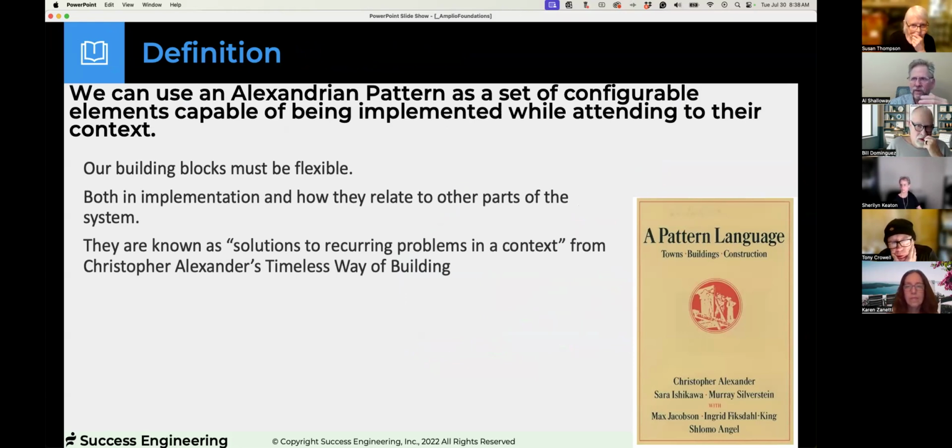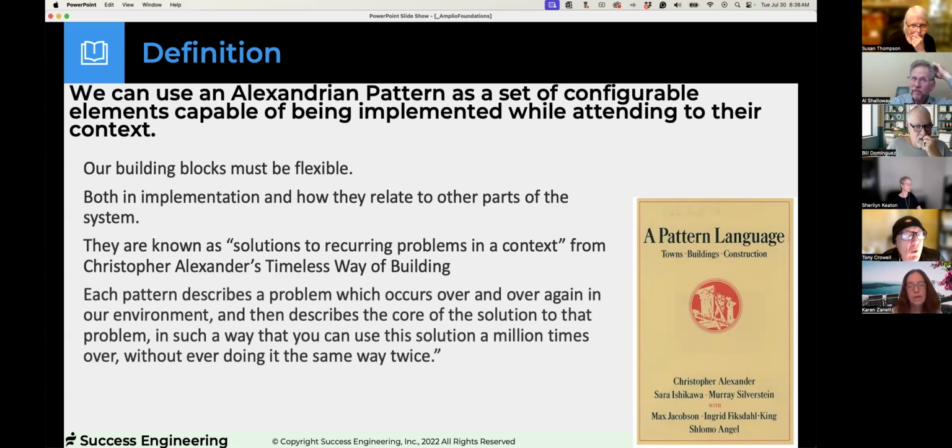This comes from The Timeless Way of Building. I've got a pattern language up there. Who knows why? But I think it's because I actually took this definition from this book. He has a lot of overlap. Each pattern describes a problem which occurs over and over again in our environment, and then describes the core of the solution to that problem in such a way that you can use the solution a million times. In other words, conceptually, I'm doing the same thing, but you never implement it the same way.